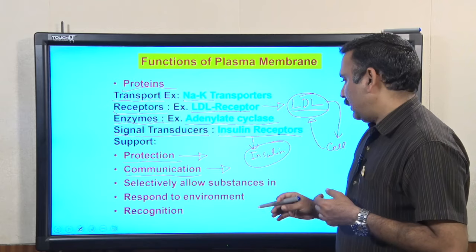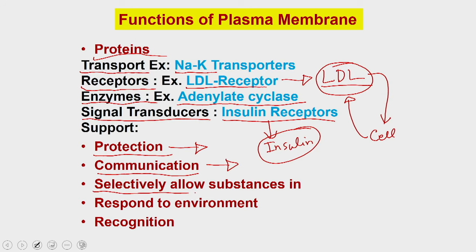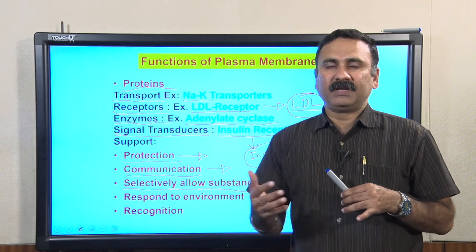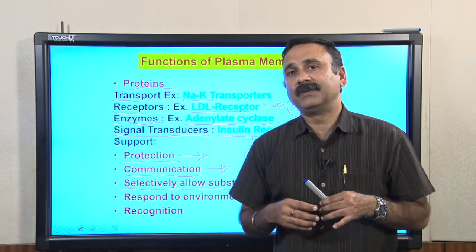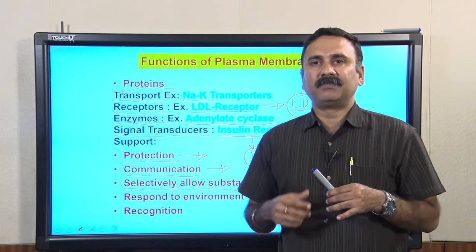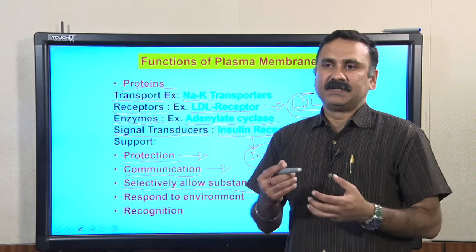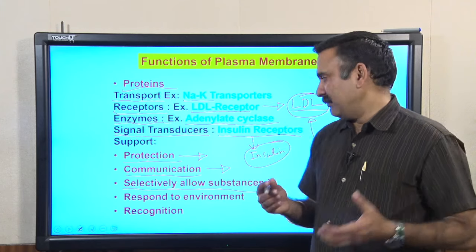Then the most important part is the selective uptake of substances in or out, which means the plasma membrane is a selective semi-permeable membrane, which means it does not allow anything coming from outside to come inside passively. So you can imagine a situation where you have a bacteria, infectious organism or toxic substance outside the cell. The plasma membrane may not allow these substances to come inside, and because of that the plasma membrane protects the inner machinery from getting damaged.